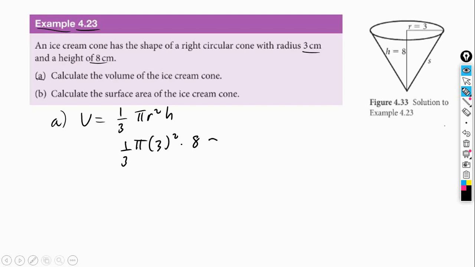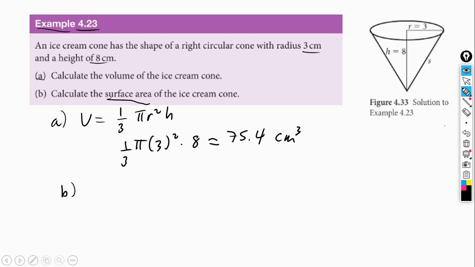Plug this into the calculator, and it's going to give you approximately 75.4, and don't forget the correct units here, centimeters cubed. Volume is always going to be the unit cubed. For B, it says calculate the surface area.